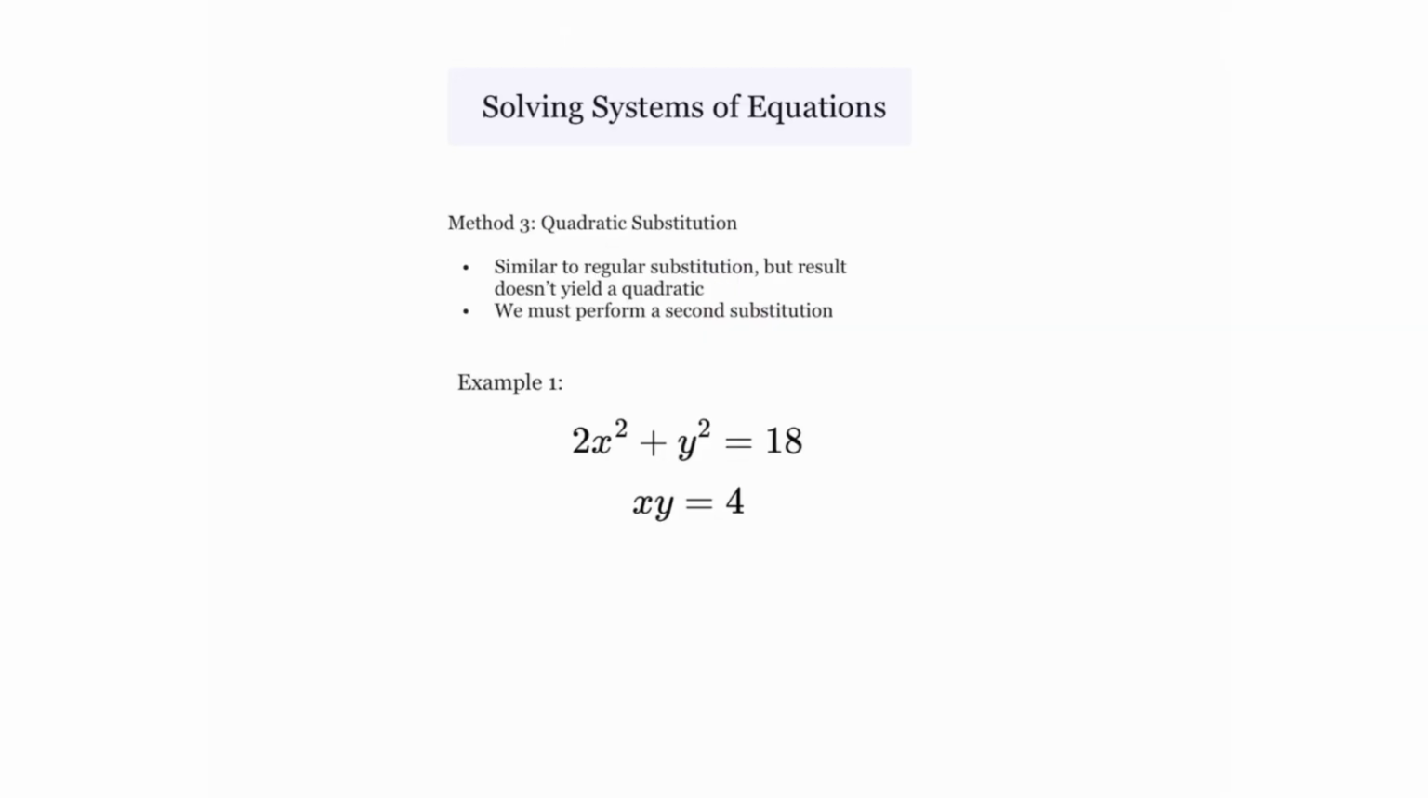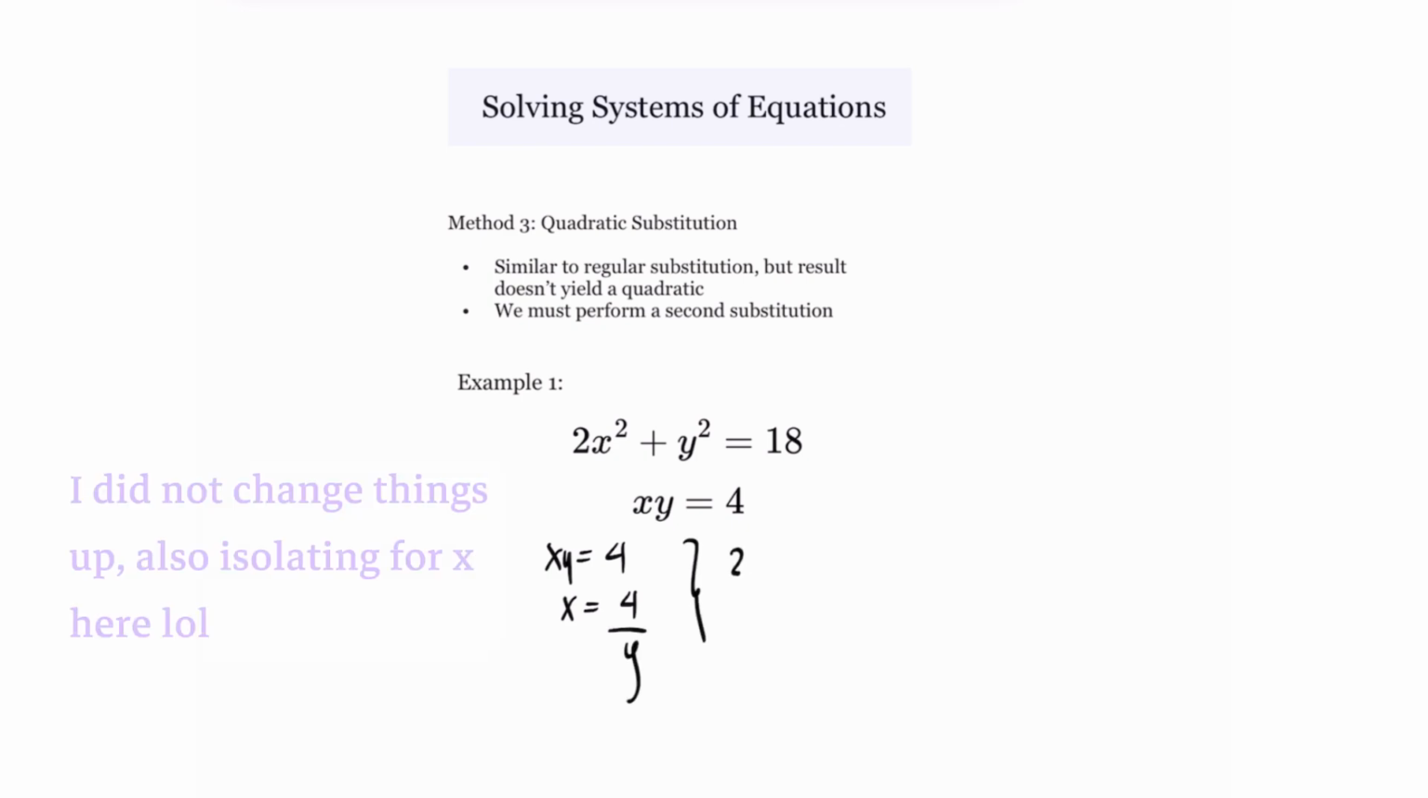Okay, this last method is similar to regular substitution, except once we've substituted, we don't end up with a simple quadratic equation, and we have to perform a second substitution. So again, let's go like we've always done for substitution. We take the simplest equation, we isolate for one of the variables. I decided to change things around, and here I'm isolating for x. So it's equal to 4 over y.